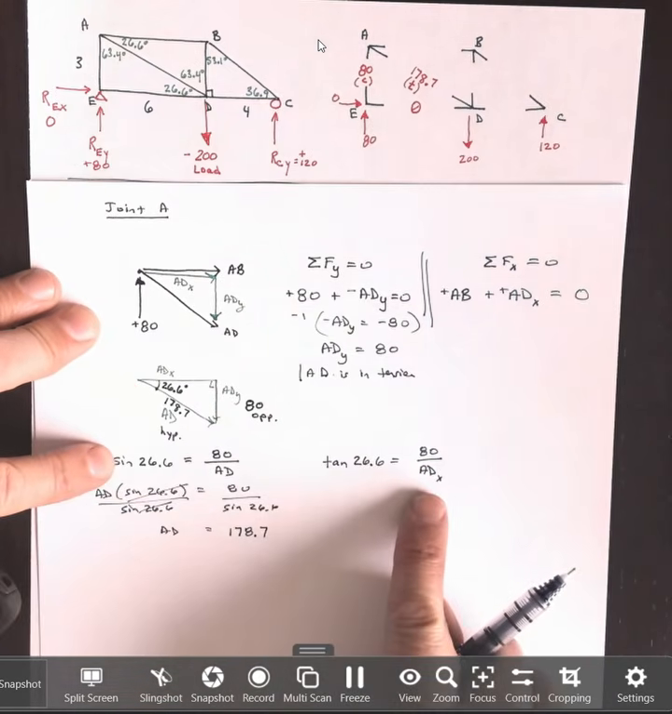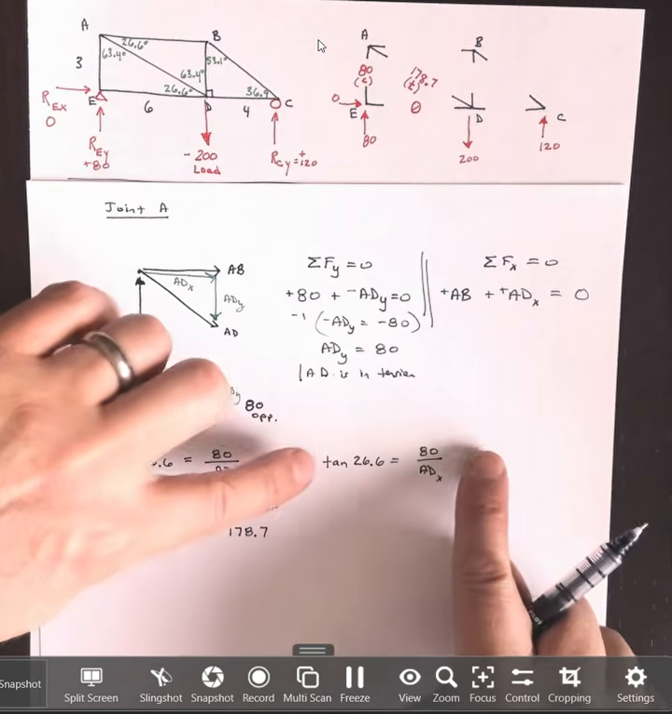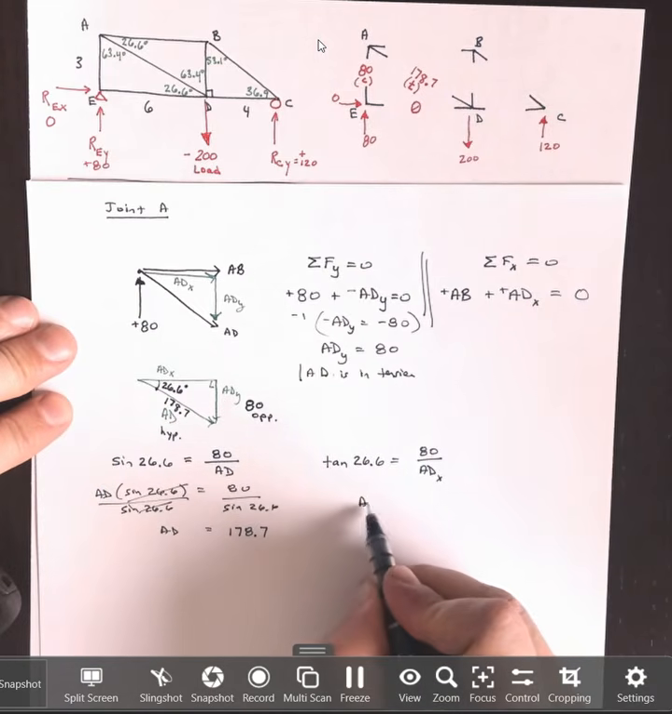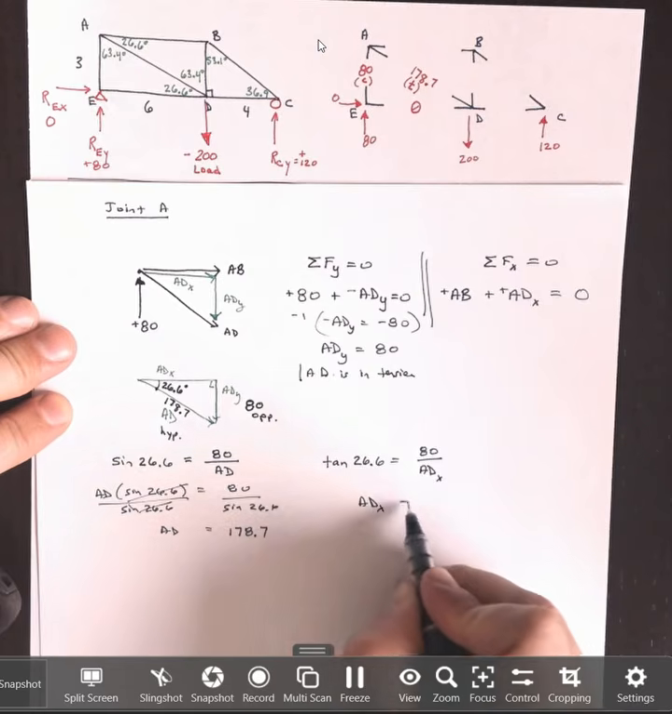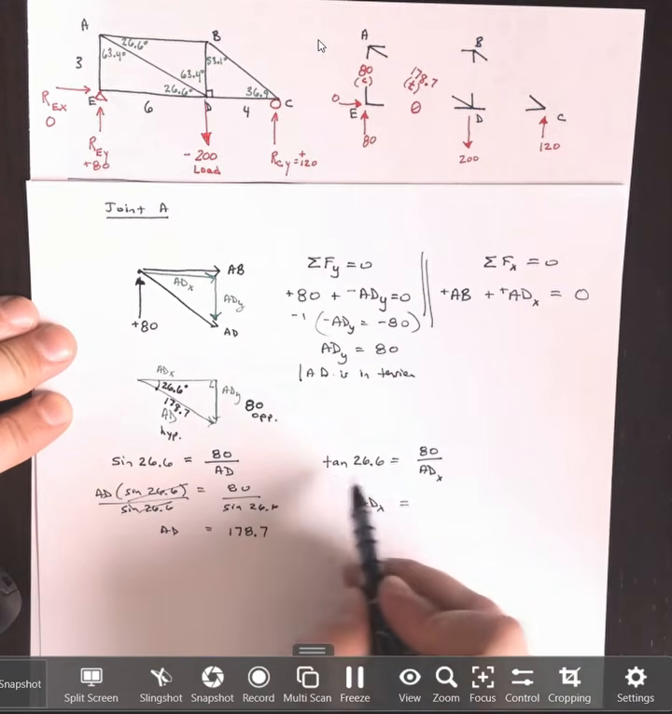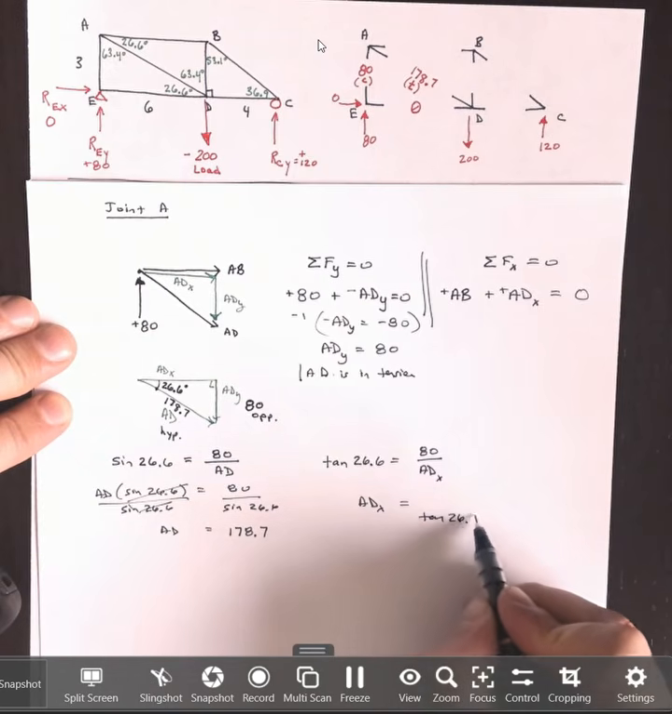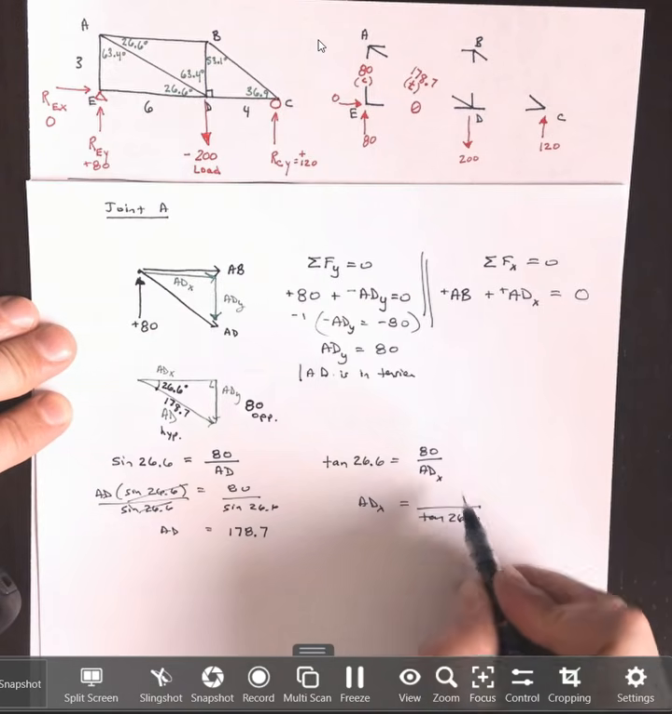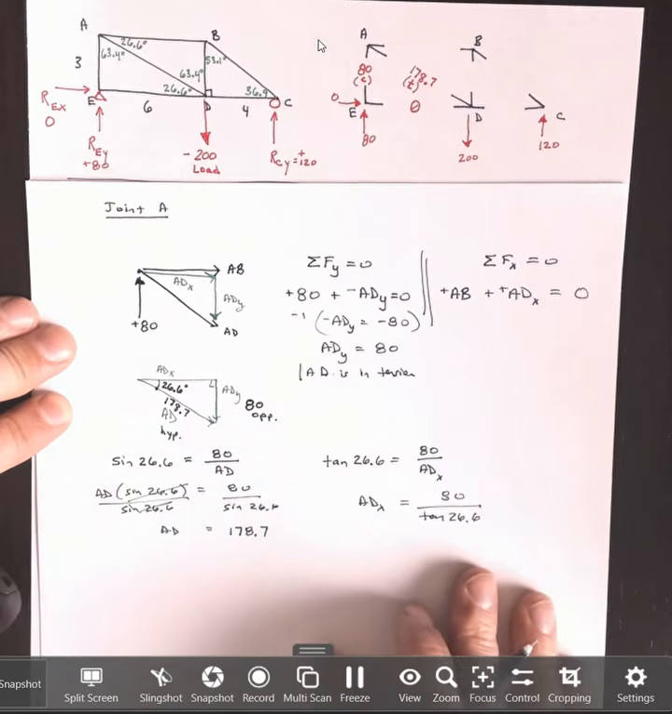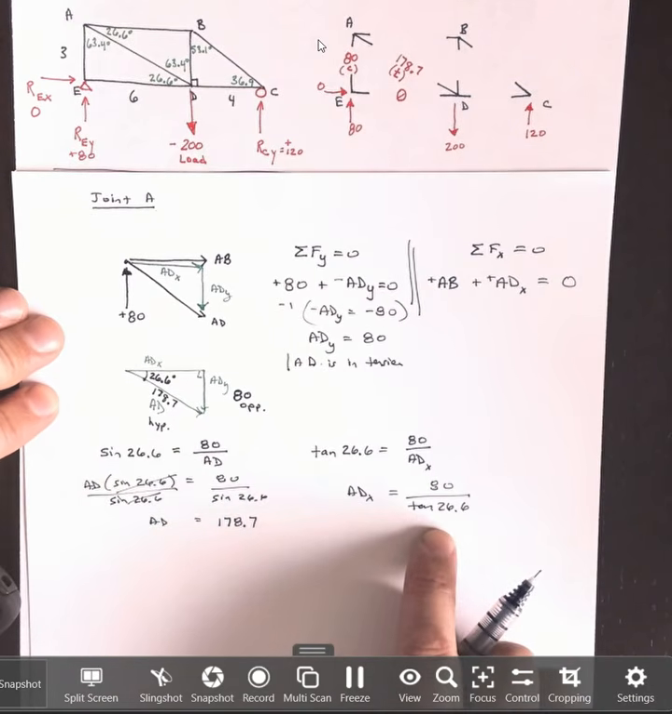Just like we did here, the variable is in the denominator, so we're going to multiply both sides by ADX so that ADX is on the other side of the equal sign in the numerator. Then we're going to divide both sides by the tangent, so that trig ratio ends up in the denominator of the opposite side. It's really just a property of proportions.